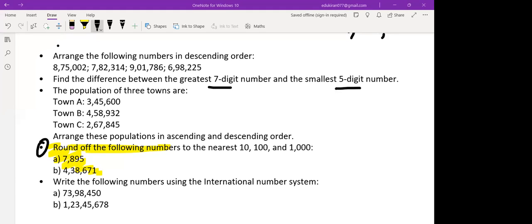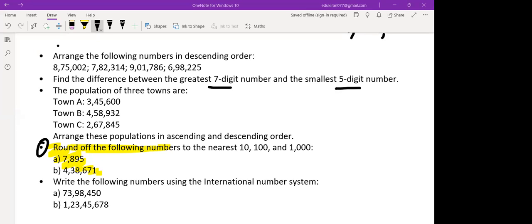Ma'am, can I say the second one because she didn't tell. Yes. Ma'am, for the second one, the greatest seven digit number is 9999999. And then the smallest five digit number is 10,000. Ma'am, after subtracting those two numbers, we'll get 9989999. Ma'am, is that correct?